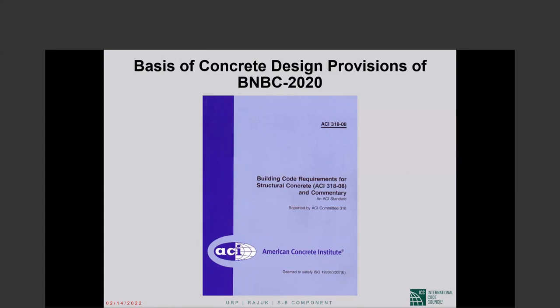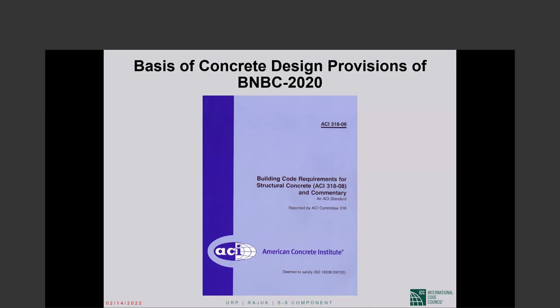obviously important, and I might have mentioned earlier, I don't remember, ACI 318-08 comes with a commentary under the same covers. The provisions are in the left-hand column on every page. The commentary is on the right-hand columns. The commentary is extremely valuable, which you do not have with the BNBC. The commentary is not available to you in that document.